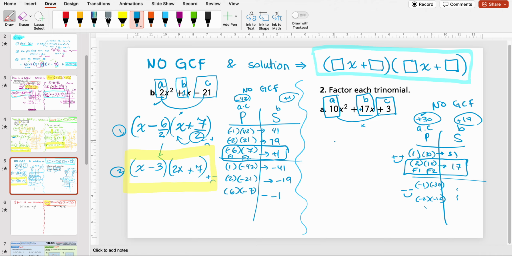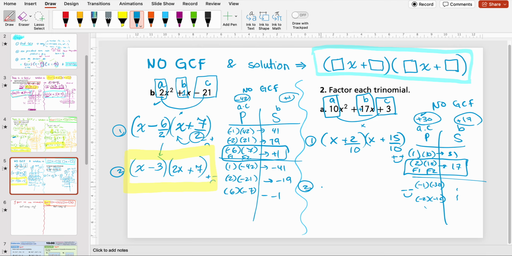Now, how do we write the answer? As normal, I don't have a GCF, so directly open two brackets. X with the first factor, which is positive 2, so plus 2. Do you have an A? Yes, divide by the A. Then x with the second factor 15, positive 15. Do you have an A? Yes, I do. Divide by it.